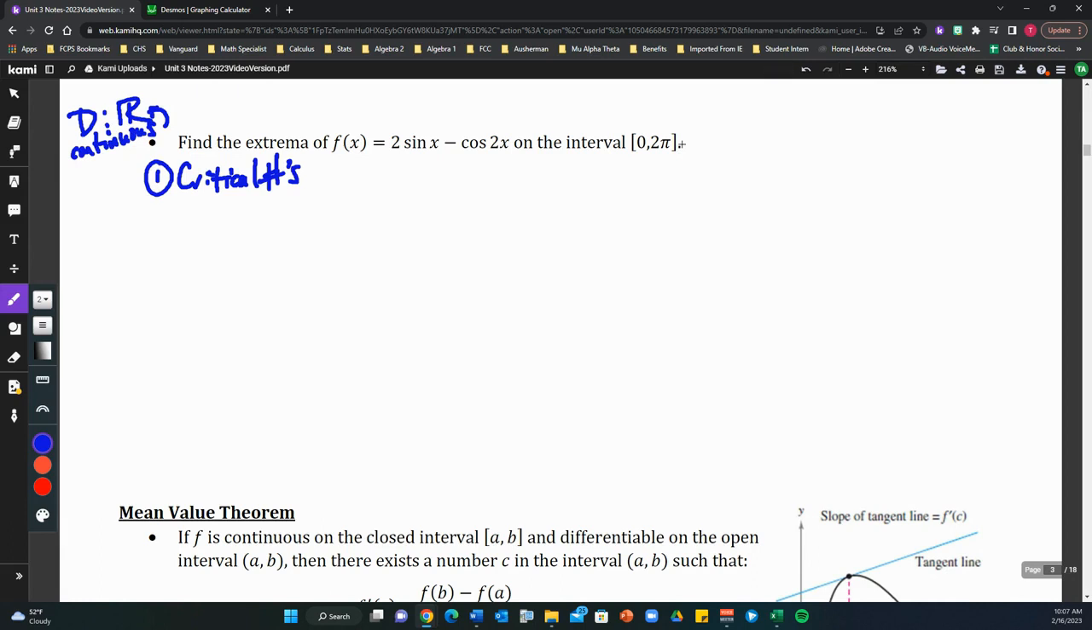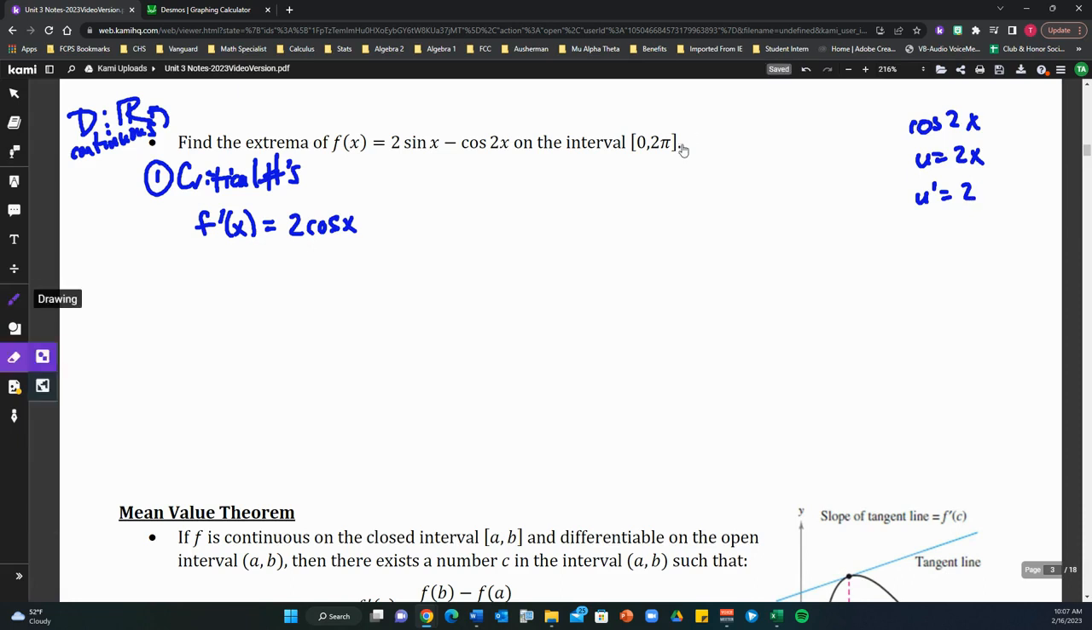Or another way of thinking about that is we know that the derivative of sine of x and cosine just turn back into sines and cosines. So in this case, our derivative would turn into 2 cosine of x. Now for cosine of 2x, off here to the side, we need to do a chain rule. U would be 2x. U prime would just be 2.